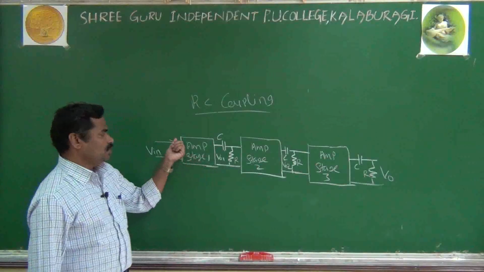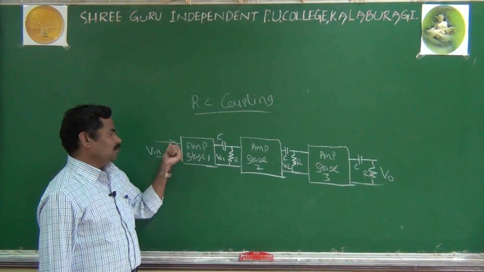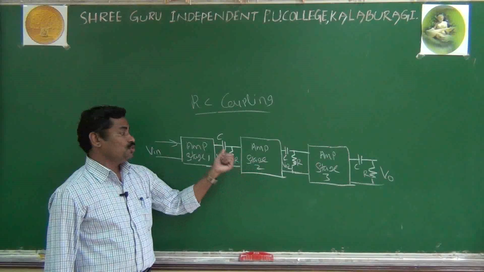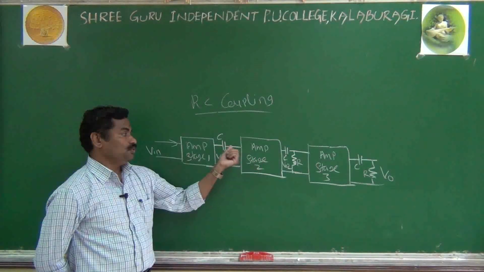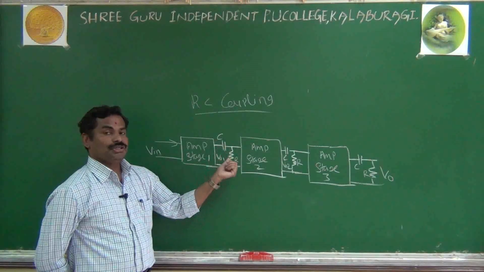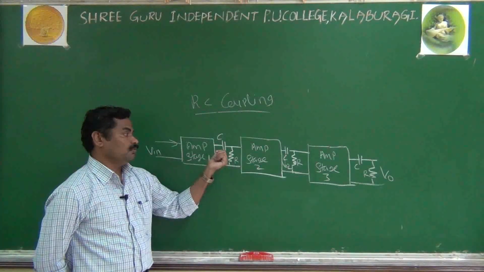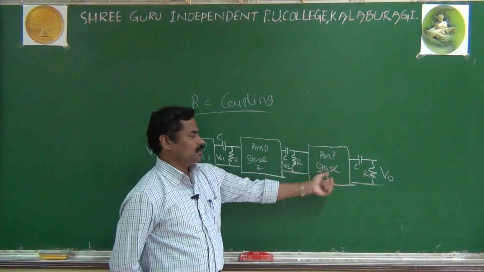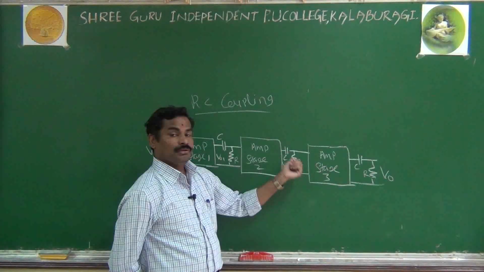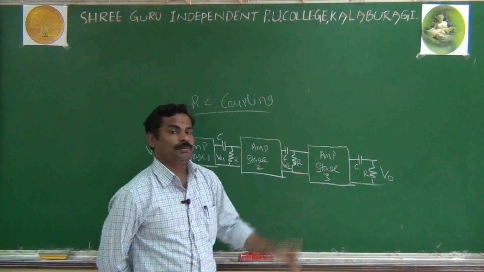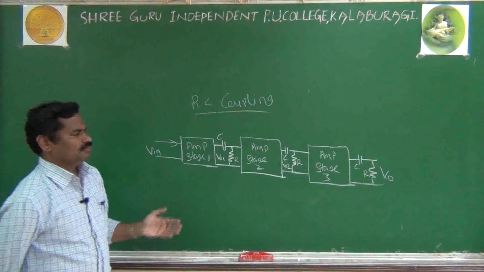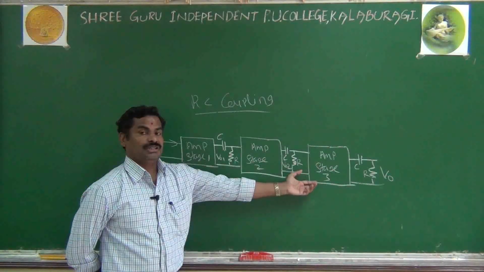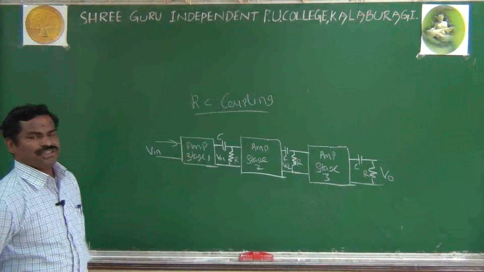As in your single stage amplifier, you give some input and you get the output. This output acts as the input for the second stage, and this output is given to the second stage by using the R and C combination. By using R and C, you can transfer the signal from one stage to another stage. In the same way, whatever is the output of the second stage acts as the input to the third stage. Here also you are using the R and C combination. By using R and C, you can couple the signal, the output voltage or current, to the input of the next stage. This is about the RC coupling.